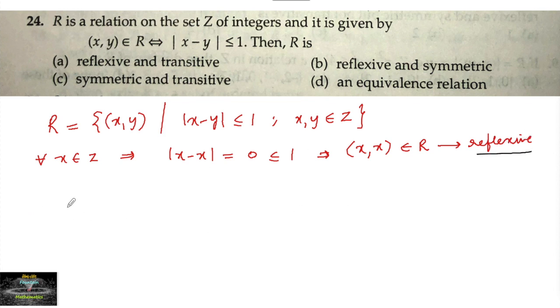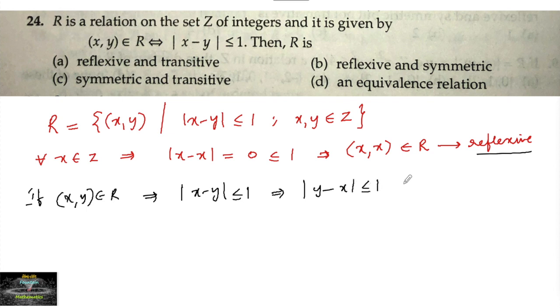And coming to the next, symmetric. Suppose x is related to y, that is (x, y) belongs to R, implies mod of x minus y is less than or equal to 1, which also implies that mod of y minus x is also less than or equal to 1. So which implies that (y, x) belongs to R, and hence we can say this relation is symmetric.